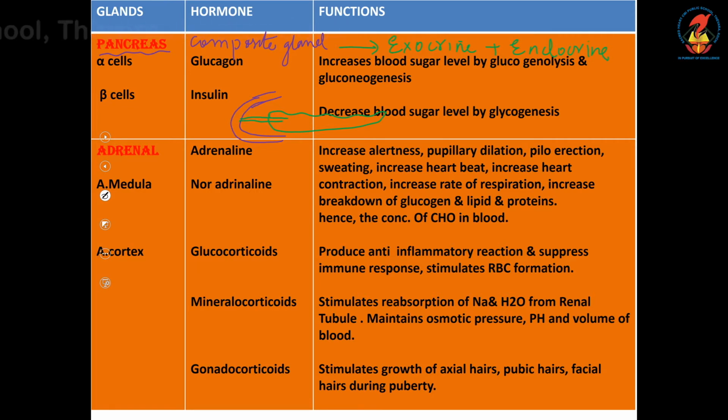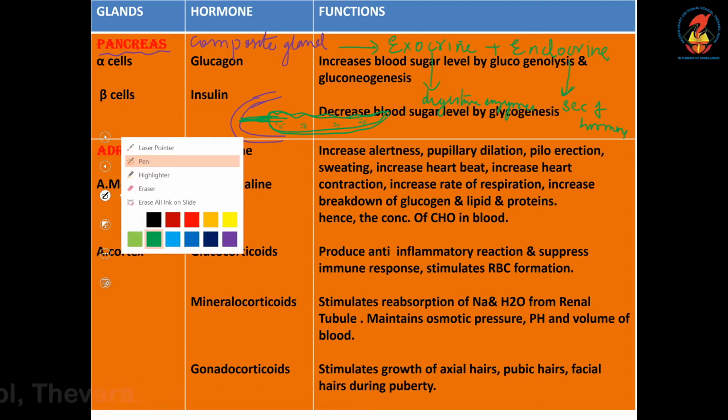Exocrine is in context to digestion. It secretes digestive enzymes. And endocrine is in context to secretion of hormones. Now we are bothered about the endocrine part. So the entire structure is called the pancreas. I drew a leaf-like structure originating from the duodenum. The endocrine part is the islets of Langerhans. See? These are called the islets of Langerhans.